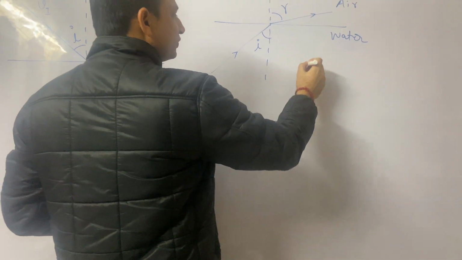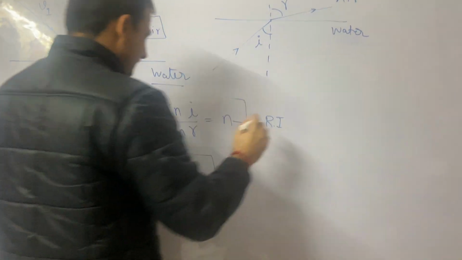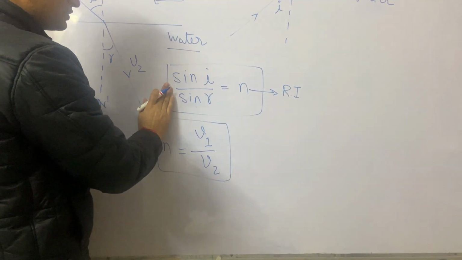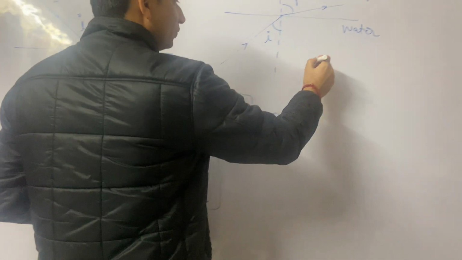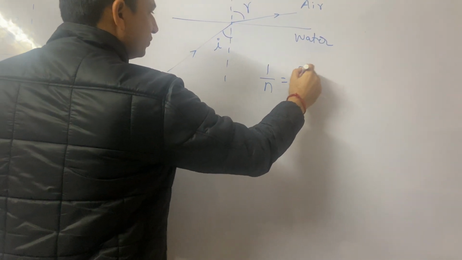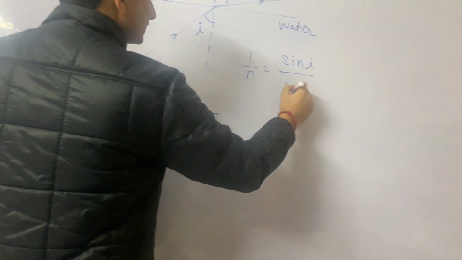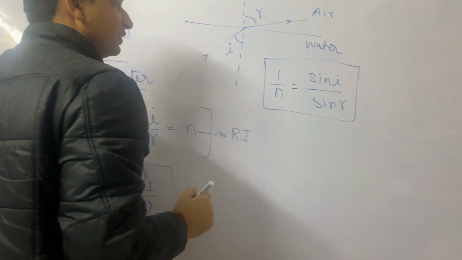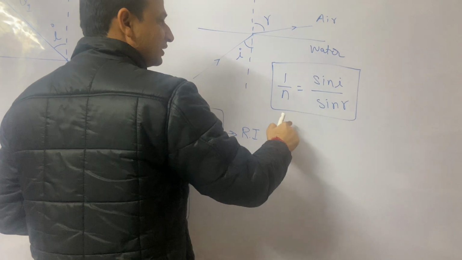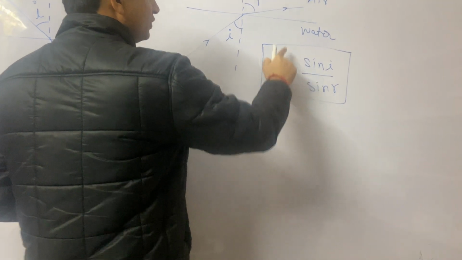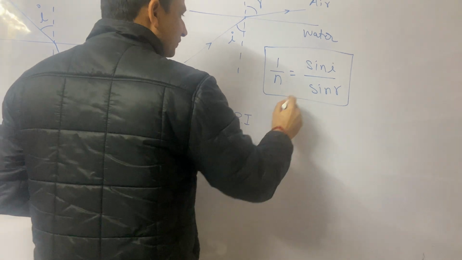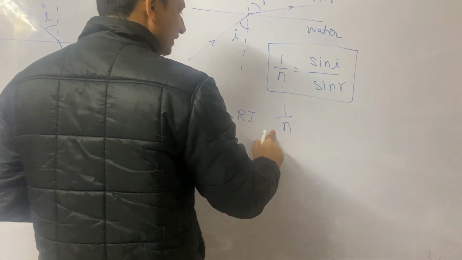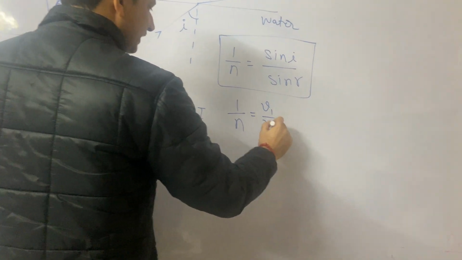So what we can do here is take the reciprocal of the refractive index and keep the rest of the things as they are. So 1 by n is equal to sine i by sine r. This one is giving us the refractive index of water. Now we can find it in the form of the speed of light as well. So 1 by n is equal to v1 by v2.